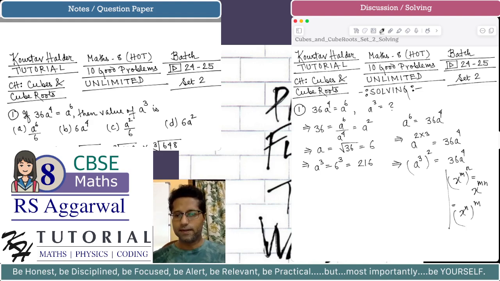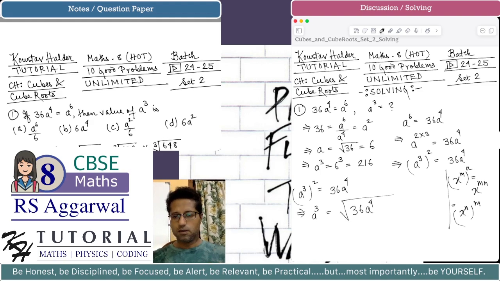Okay, so we get that the square of a cube is equal to 36 a to the power 4. Now what will be a cube? Hence we can clearly say a cube will be the square root of 36 a to the power 4. If we have something like x squared is equal to y, obviously we must understand that x is equal to square root of y.